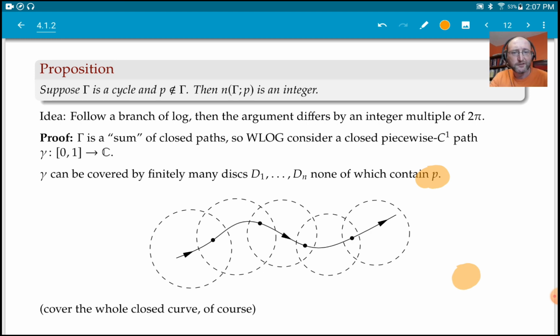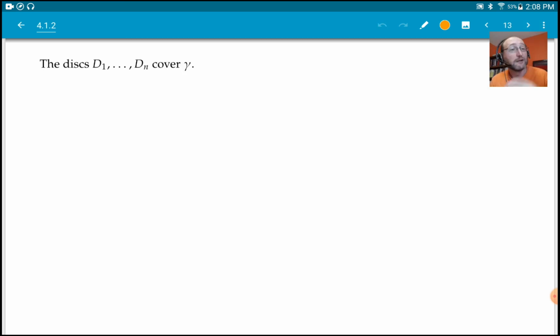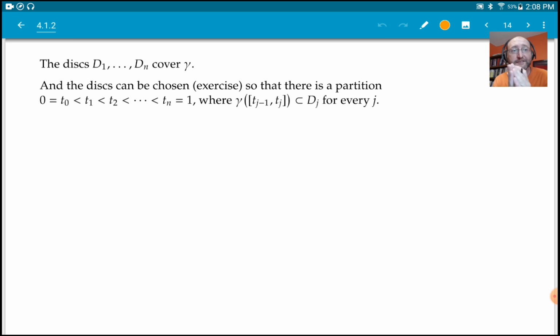So if I'm covering the path and p is not on the path, then I can choose these disks small enough so that they don't contain p. They should cover gamma, and there should be finitely many of them, which is fine because gamma is compact. Now, the disks can also be chosen this way. This is a bit of an exercise, kind of a problem in point-set topology, or geometry of the plane.